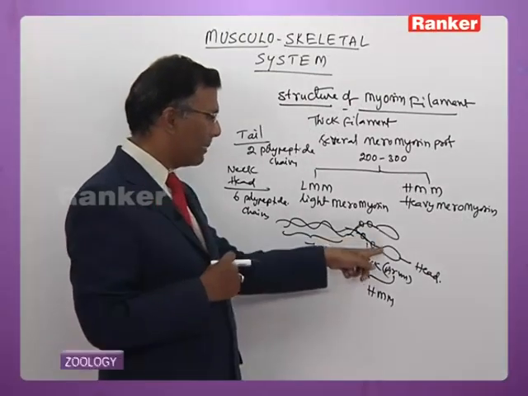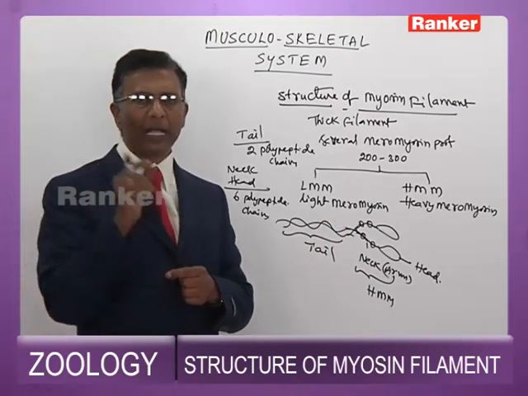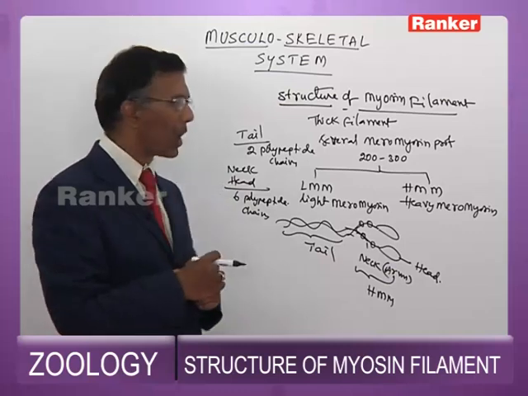Now the head parts of the thick filament project out from the thick filament in the form of reversible structures, which are called cross bridges.